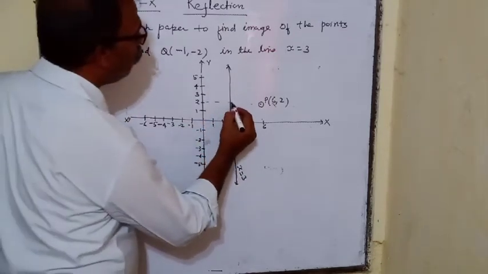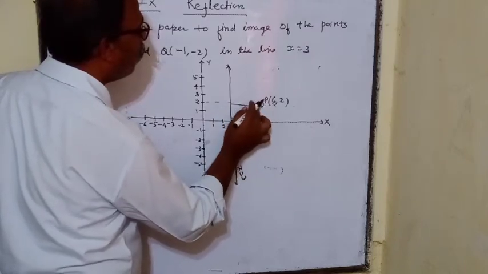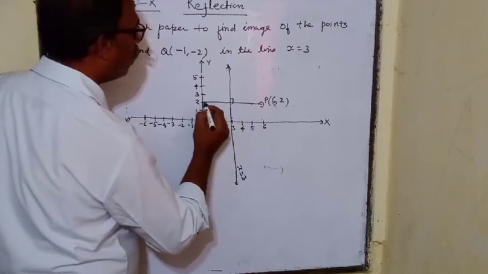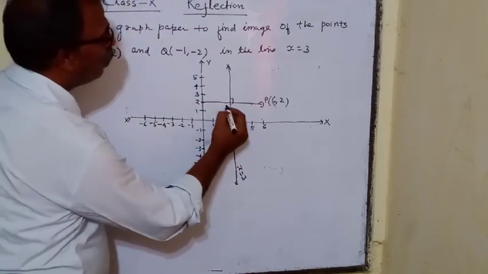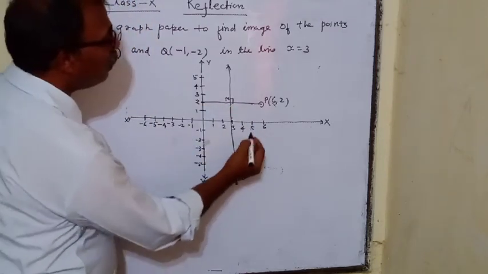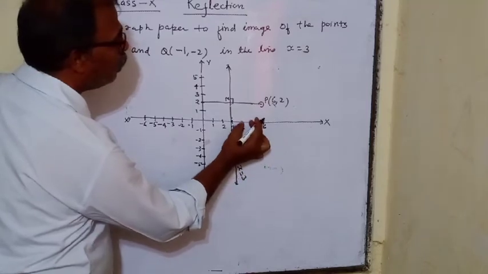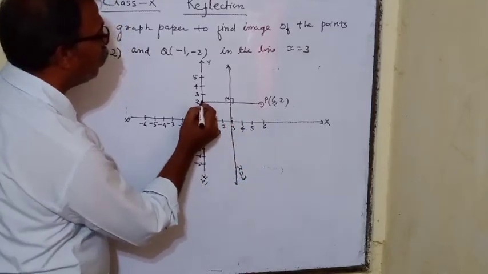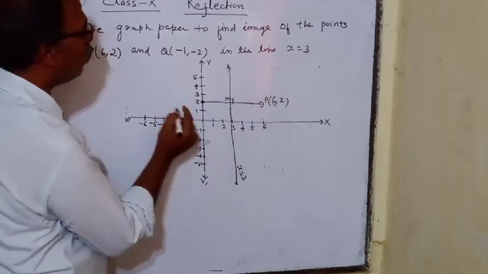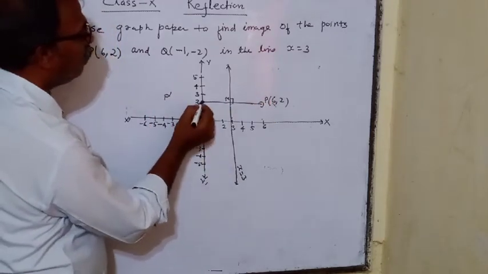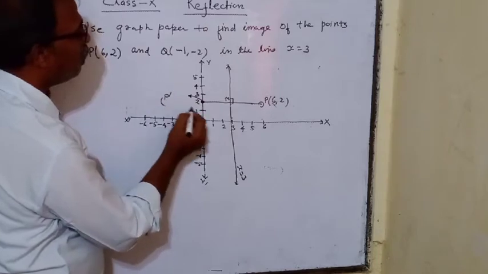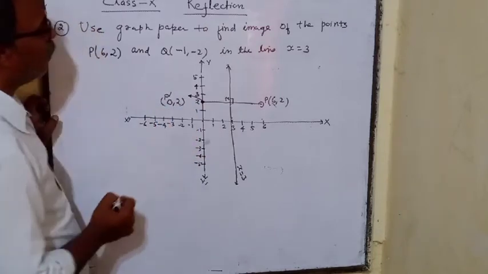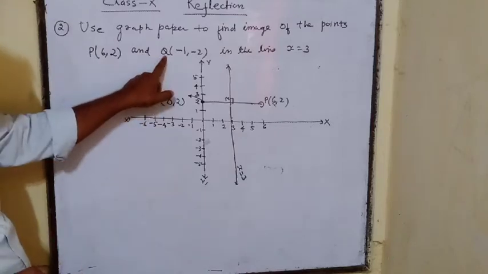So we'll draw a perpendicular from here like this. Position of image will start counting. Unit 1, unit 2, unit 3 units. So 1 unit, 2 unit, 3 it will reach here. So this will be the position of image of P. So P dash will be located by this point. P dash will be how much? X coordinate is 0, y coordinate is 2.